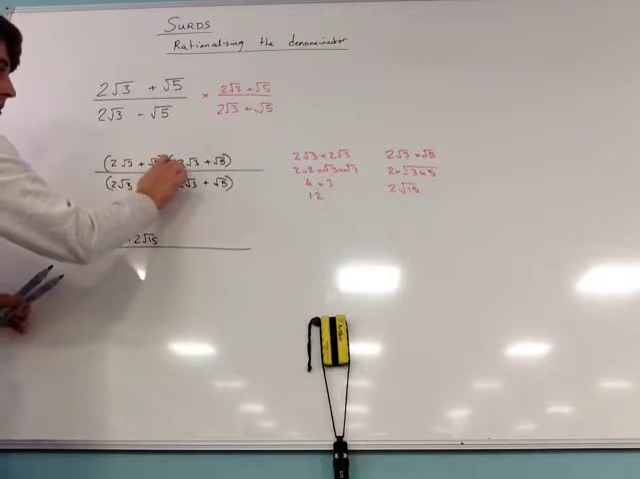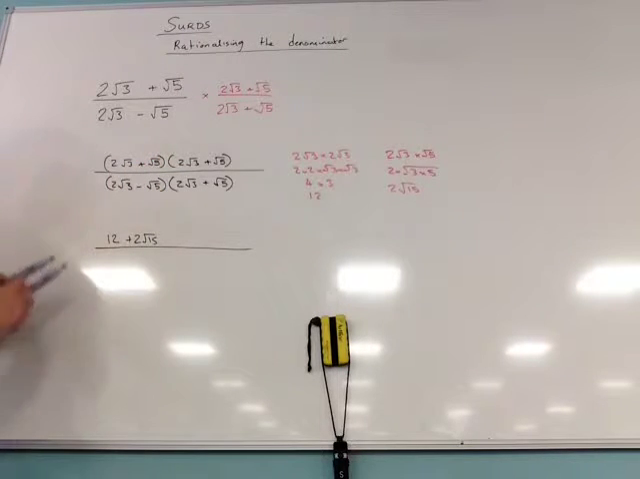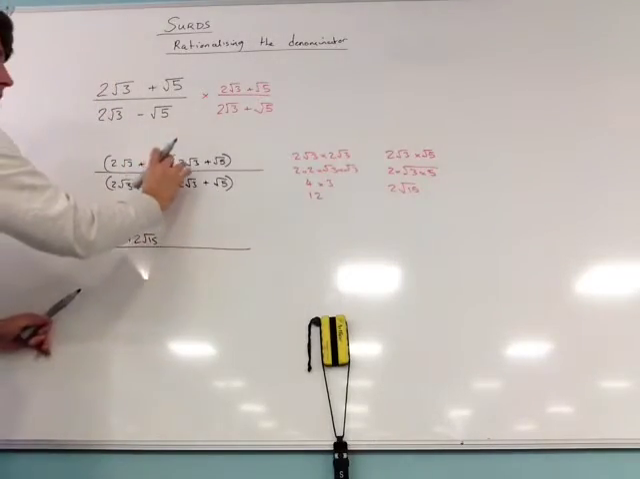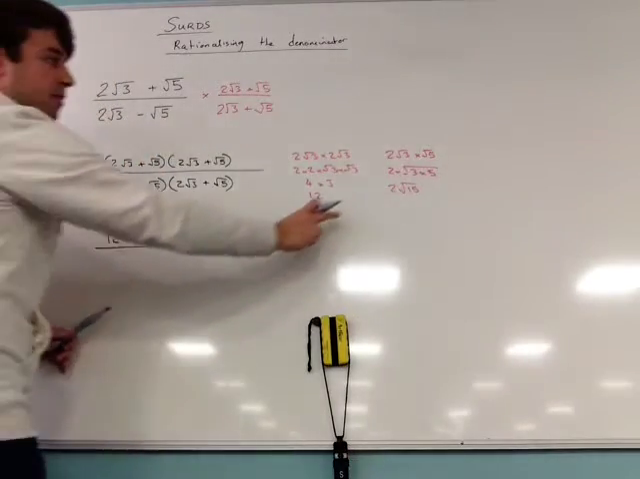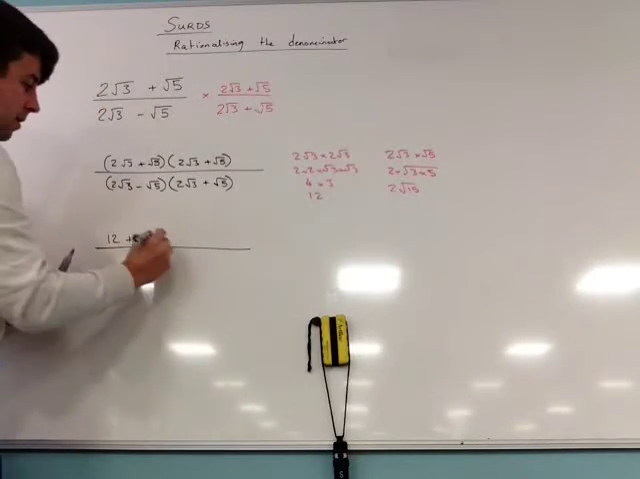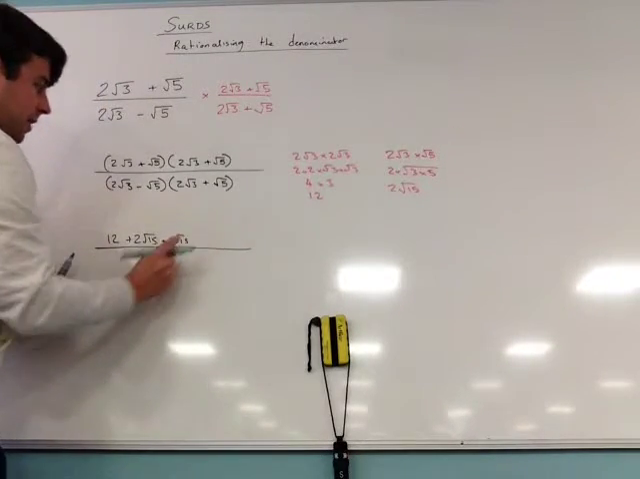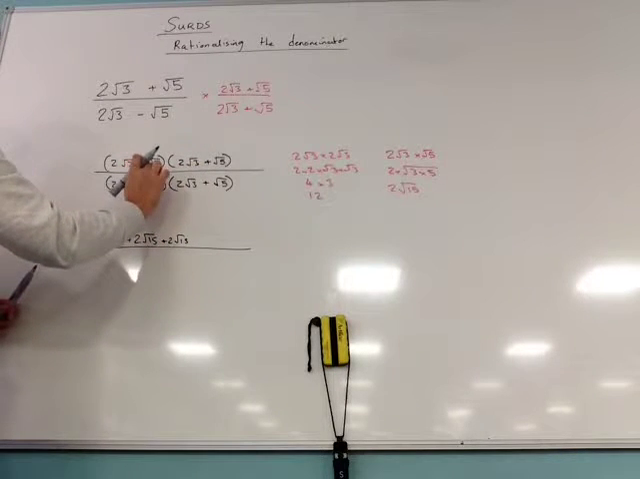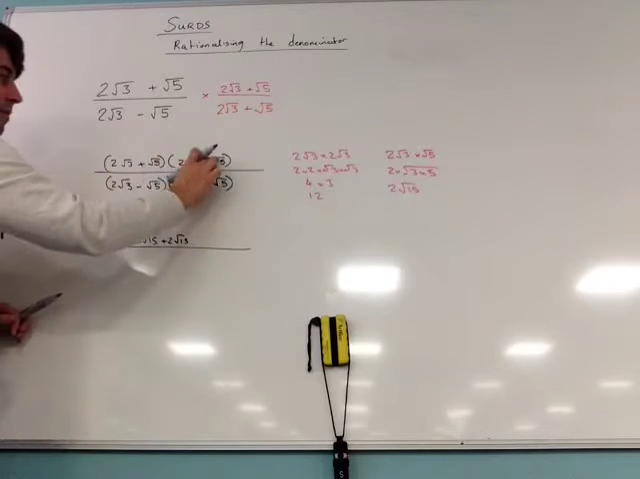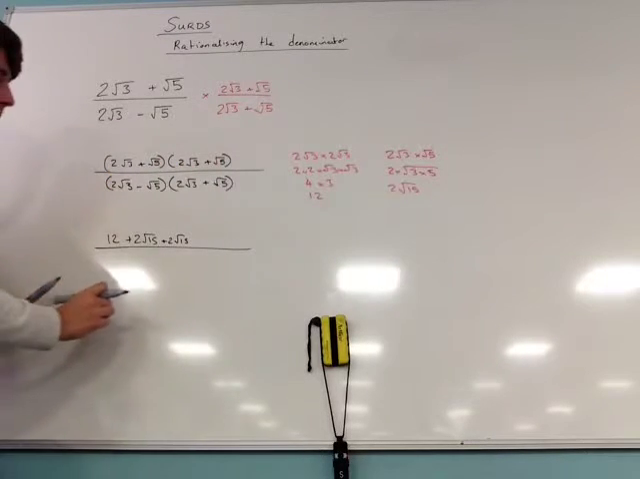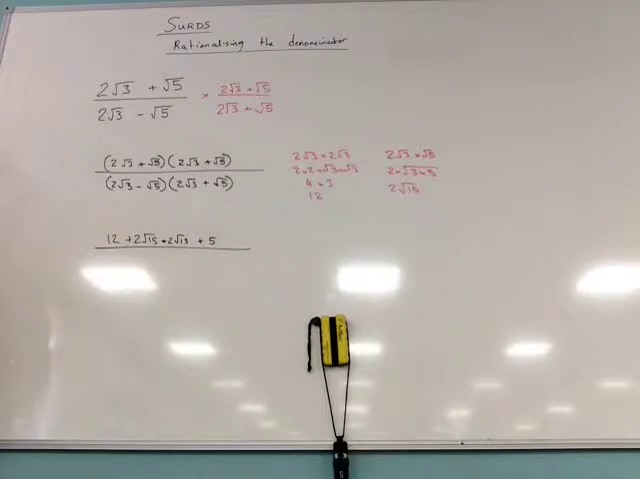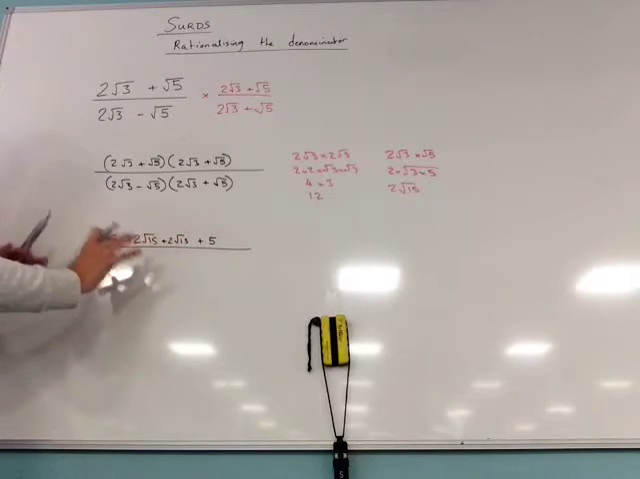Now let's look at inside. I've got root 5 times 2 root 3, which is exactly what I just did. Root 5 times 2 root 3 is going to give me the same answer, positive 2 root 15. Yeah, that's right. Okay, and now I've got last. Root 5 times root 5. Well, we know that rule, that's going to be 5. So I end up with a positive 5. That expansion there. I'll tidy it up in a moment, but that's what I've got.